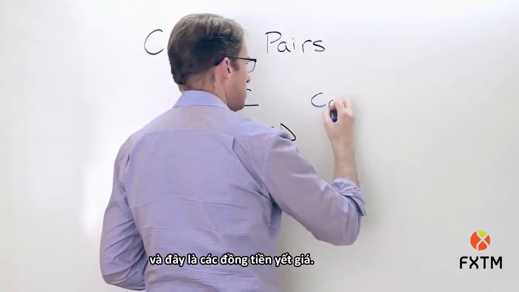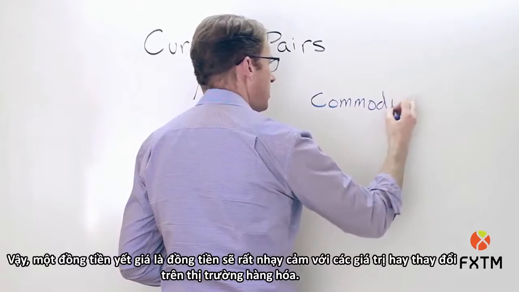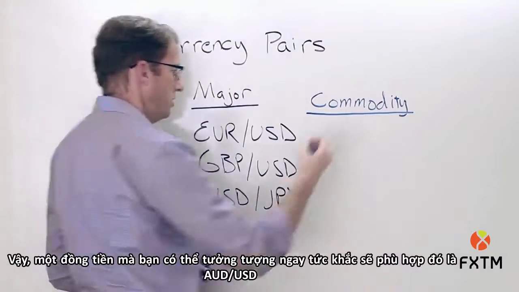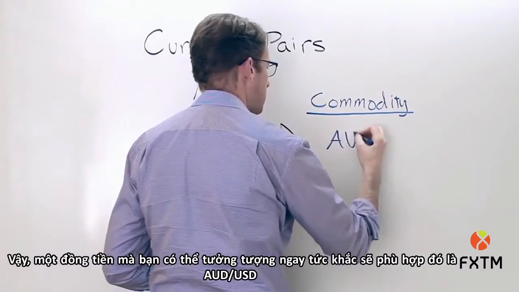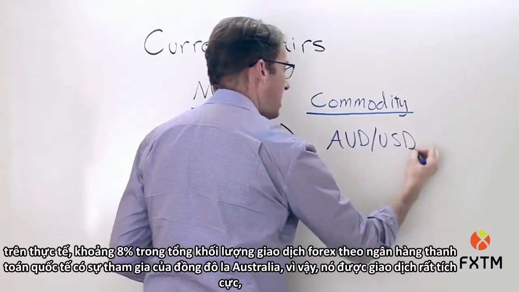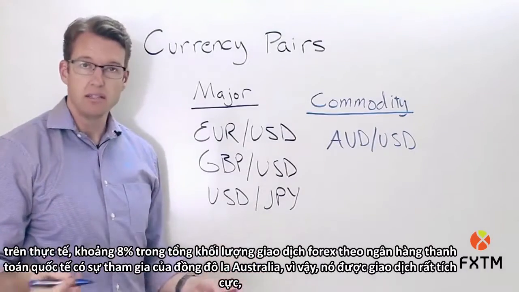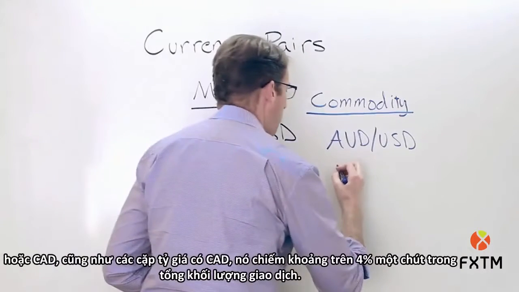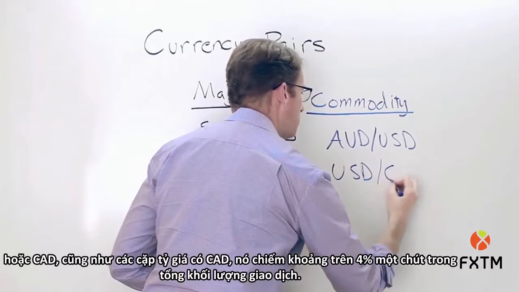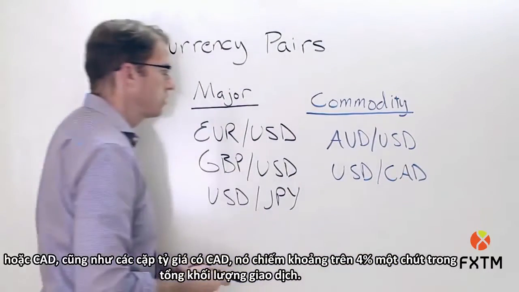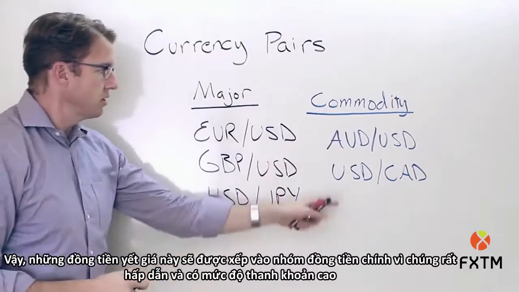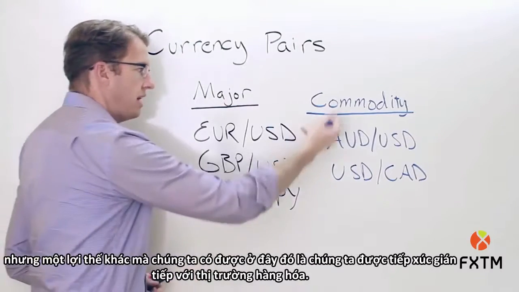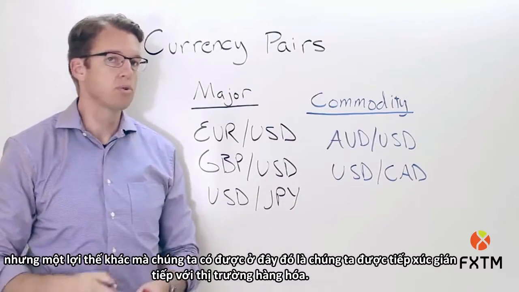And these are the commodity currencies. So a commodity currency is a currency that is going to be very sensitive to changing values in the commodity market. One that you can imagine right away would make sense is the Australian dollar to the US dollar. About 8% of all Forex trading, according to the Bank for International Settlements, involves the Australian dollar. So it's very actively traded. Or the Canadian dollar: currency pairs with the Canadian dollar in them make up a little over 4% of total trading out there. So commodity currencies would certainly fall into the category of a major because they're nice and liquid. But the other advantage that we get here is that we have indirect exposure to the commodity market.